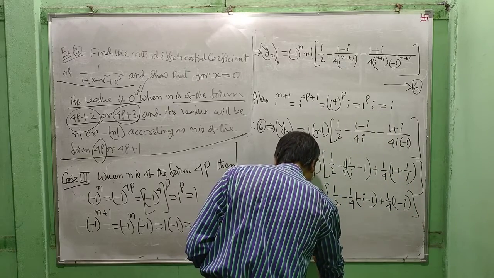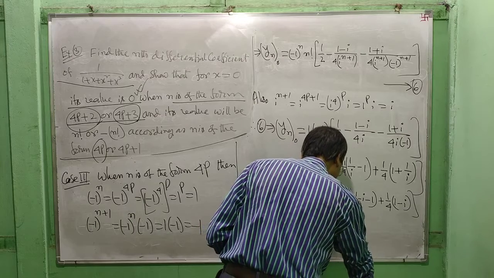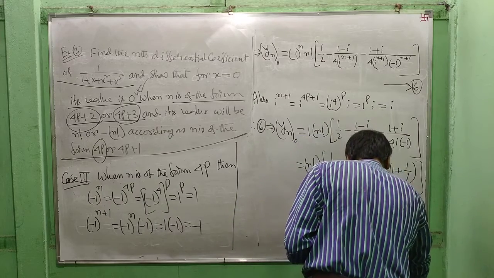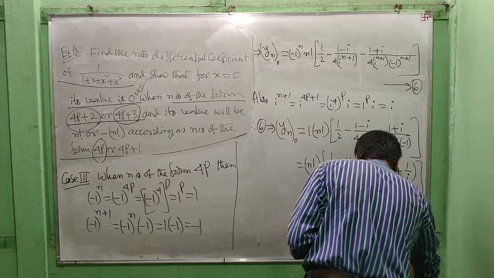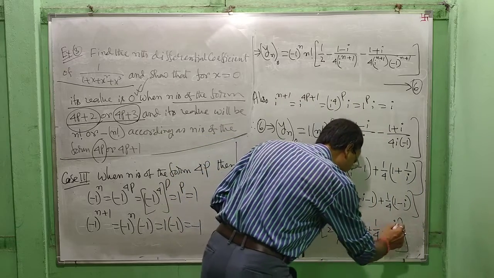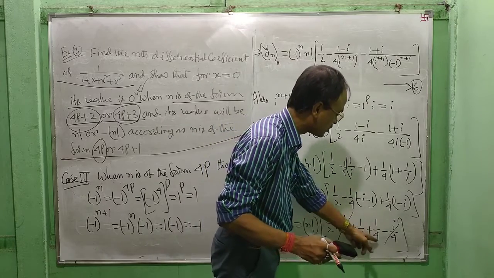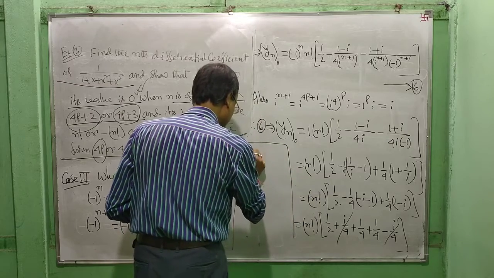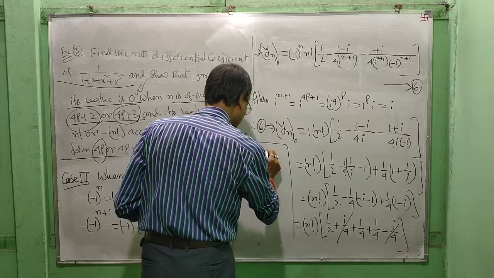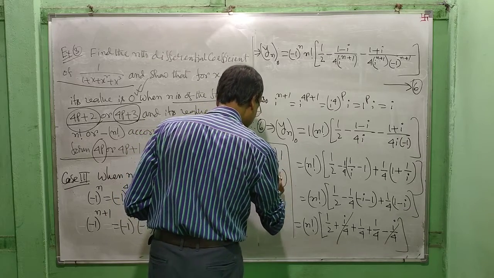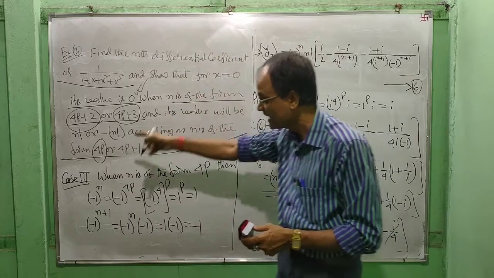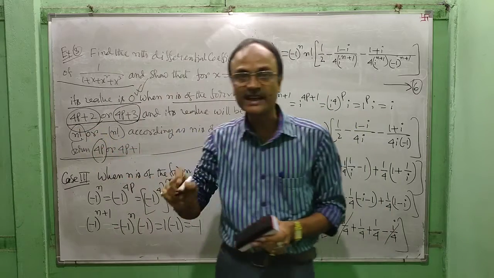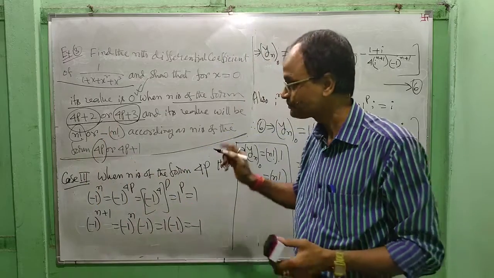This is equal to factorial n into 1 by 2 plus i by 4 plus 1 by 4 plus again 1 by 4 minus i by 4. You see here, plus i by 4 minus i by 4 cancel. 1 by 2 plus 1 by 4 plus 1 by 4 is equal to 1. This means y_n(0) is equal to factorial n into 1, which is factorial n. You see, when n is of the form 4p, then y_n(0) is equal to factorial n.